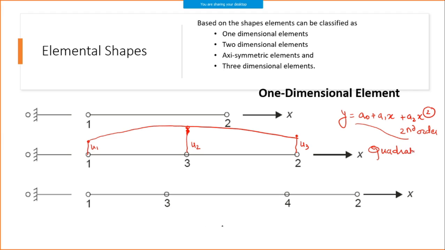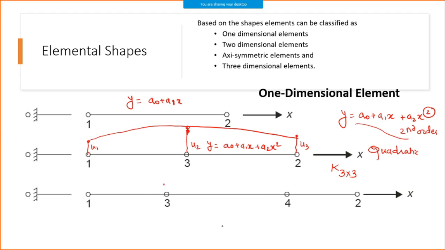And this quadratic element will have a stiffness matrix because we have three nodes and each node has 1 degree of freedom. So obviously my matrix becomes a 3 by 3 matrix. In the linear element, my equation is y = a0 + a1x. In this case, my equation is y = a0 + a1x + a2x².